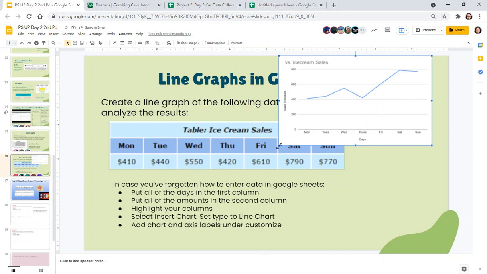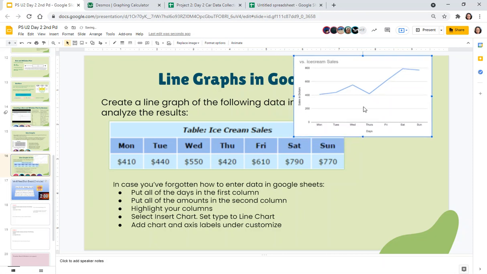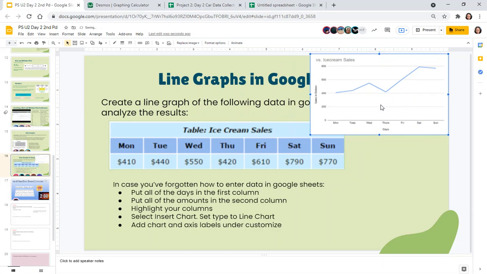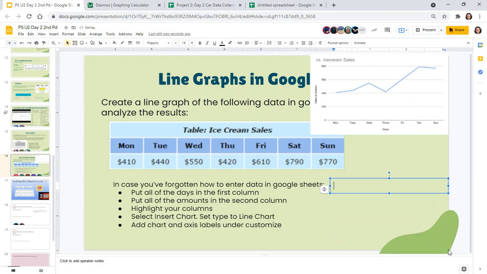All right, so our chart started at 410, it went up to 440, up to 550, down to 420, up to 610, up to 790, and then down to 770. So overall, is that a positive or a negative trend? Positive?